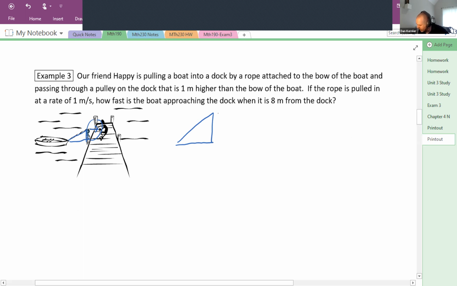Let's see what's happening here. Let's label, what do we have here? We have a rope, so maybe I'll label that r. And then I'm just going to label the other sides x and y. Is there anything that's constant here that doesn't change?